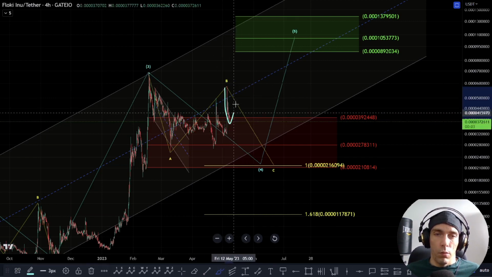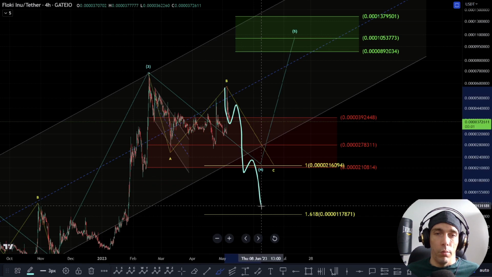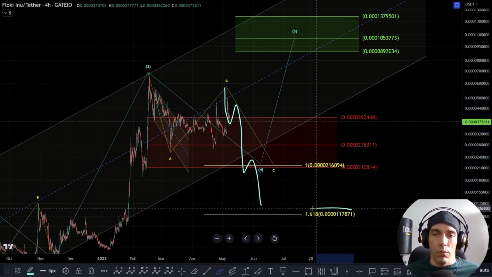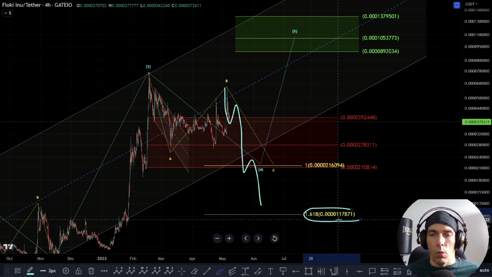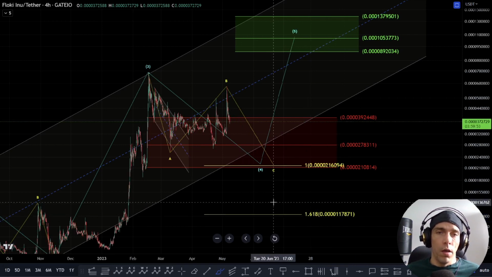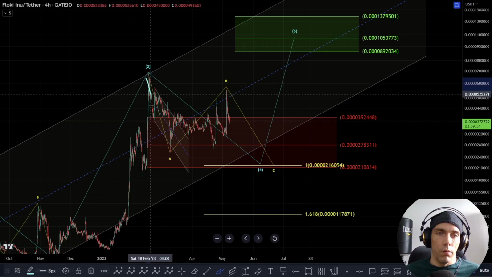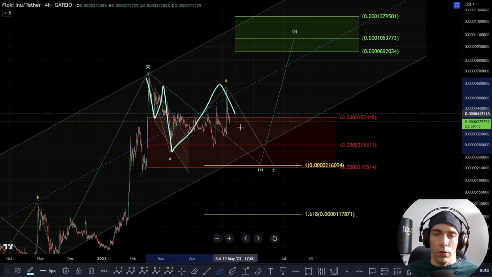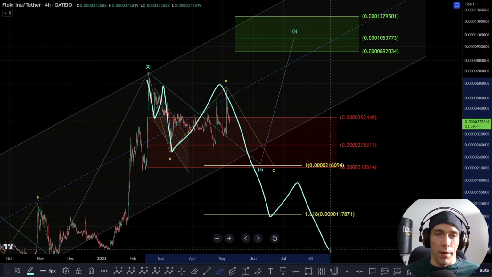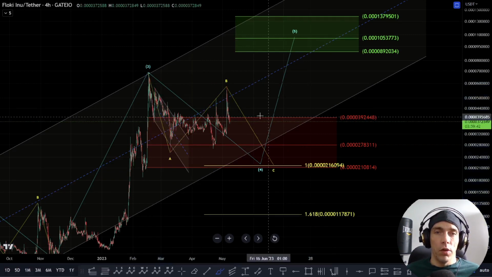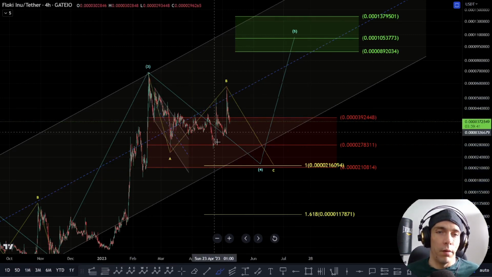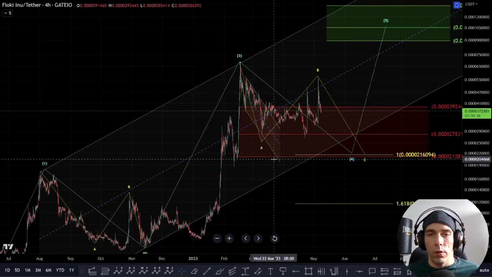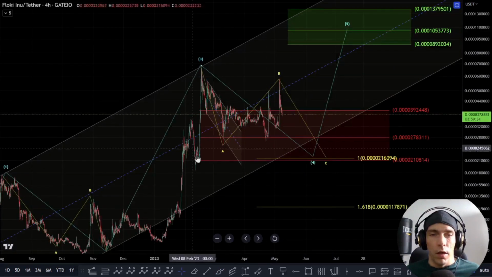If we form this as a 1, 2, 3, 4, and a 5, and we start to break down too deep, what we could then see is, if we reach this zone here of this 117871, what we could actually have is rather some form of a diagonal here, with this as a 2, 3, 4, and a 5 to the downside. So this is what we need to be careful of here if we are looking for that potential of a bigger breakdown. Obviously, we do have some levels here that we could find support in.